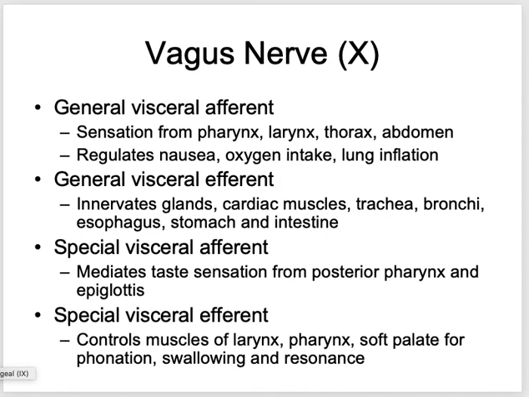Because whenever there is any problem with the vagus nerve, there is loss of gag reflex, dysphagia, difficulty in swallowing, hoarse voice, paralysis of the soft palate, and deviation of the uvula, of course, to the contralateral side of the lesion. And there will be loss of sensation around the pharynx and larynx ipsilaterally.